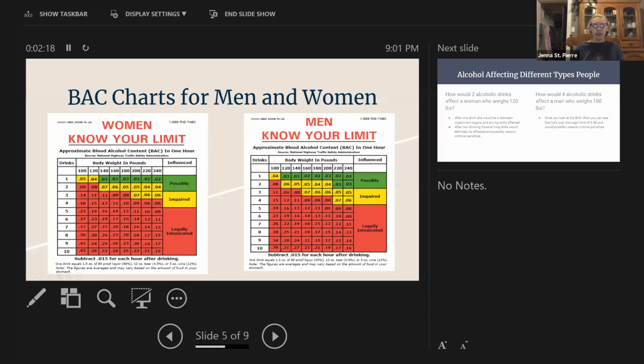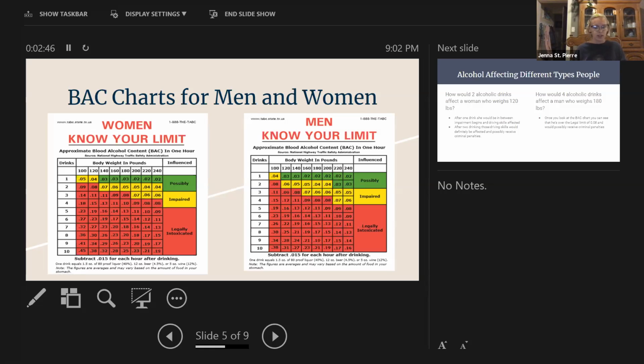So now we're looking at some blood alcohol content charts for men and women. On your left, you're going to have a BAC chart for a woman, and on your right, you're going to have one for a man. As you see, they are color-coded. Red is legally intoxicated, yellow is impaired, and then green is possibly. The possibly phase is basically your own judgment after if you're okay to drive or not.